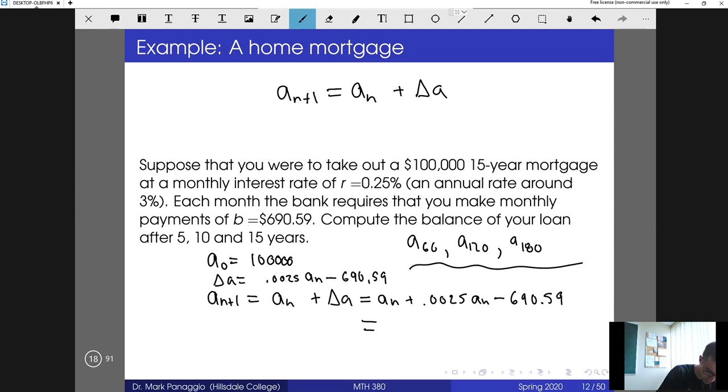And we could simplify that model just a little bit. We could group the A(N) terms together, and that would give us 1.0025 A(N) minus 690.59. Okay? All right, so there we go. We have our model set up. Now I'm going to skip ahead a couple of slides, and we'll look at how we could then use the computer to analyze this.